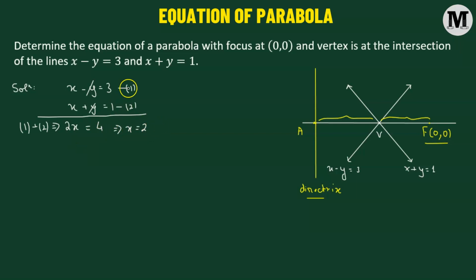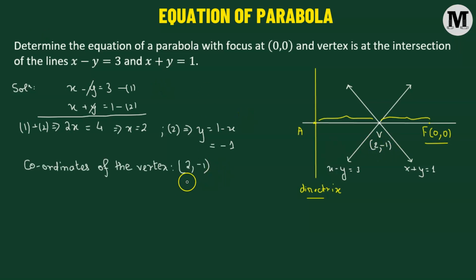So this gives us the value of x as 2. Now we can use either equation 1 or equation 2 to obtain the value of y. Let's use equation 2. From equation 2, y equals 1 minus x. Since x came out to be 2, y equals negative 1. That means the coordinates of the vertex of the parabola are (2, -1).